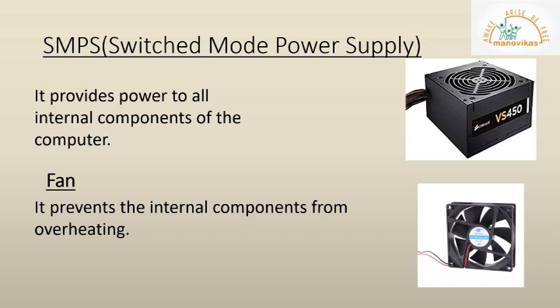The next internal device is fan. Now fan is inside the computer cabinet. It prevents the internal components from overheating. It maintains the flow of air inside the case. The fan can push the warm air outside and pull air from outside and also move the air inside to cool the parts.